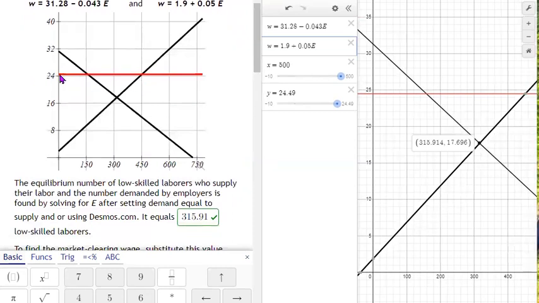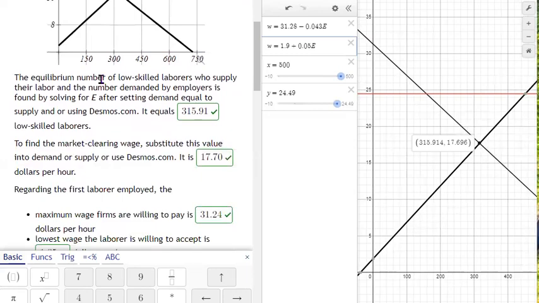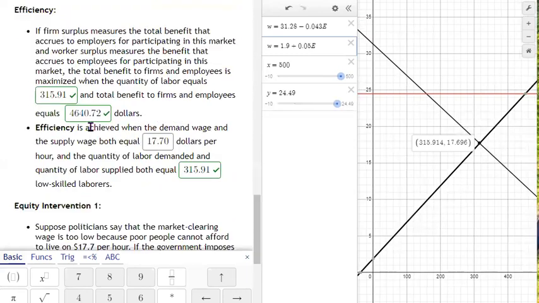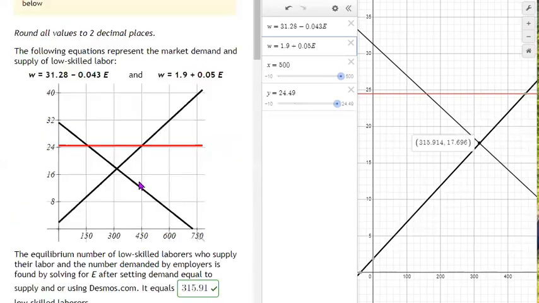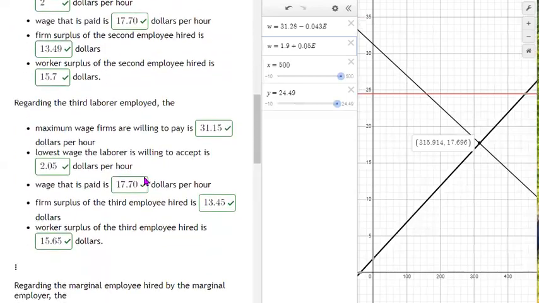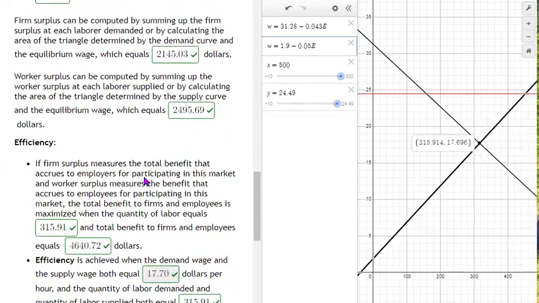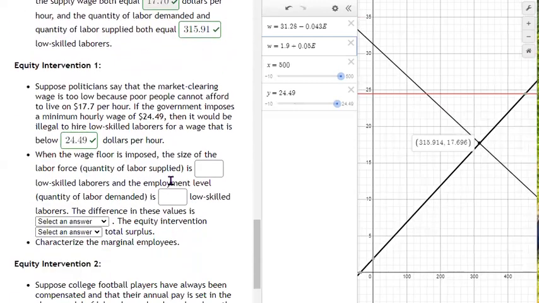Notice what MyOpenMath does. It draws a line through demand and supply, right? So wages can't get below this number. That's the lowest the wage can get. The wage rate that is paid has got to be at least $24.49, right? Let me press submit to make sure that got read right. Yeah, 17.70, right?